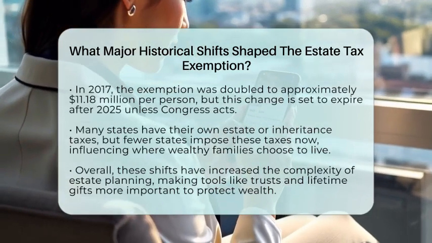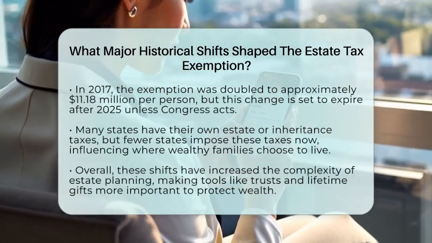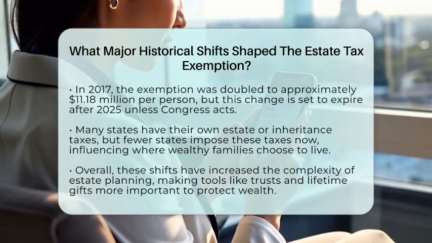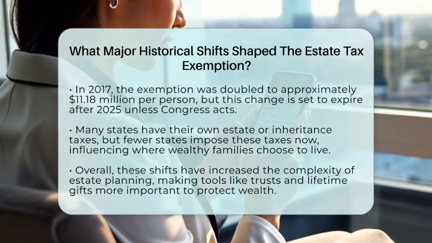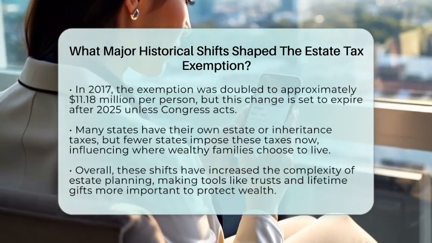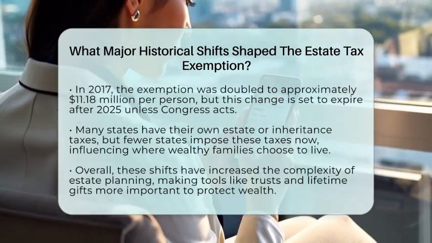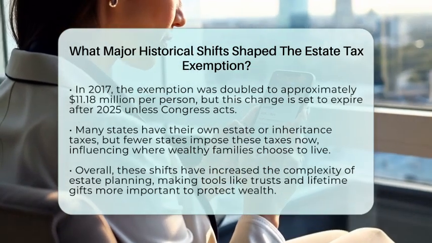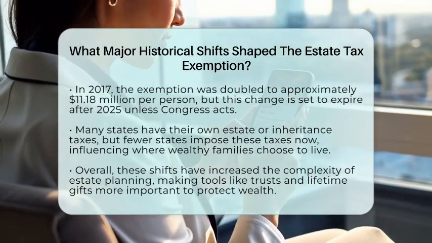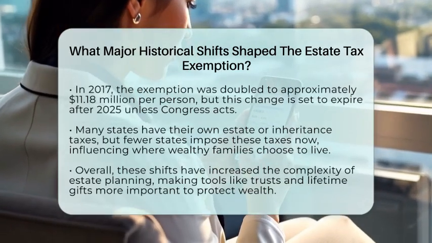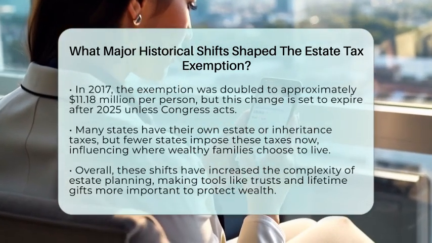States also played a role. Many states had their own estate or inheritance taxes, but since the 1920s, fewer states do. This has led some wealthy people to move to states with better laws, influencing estate planning strategies. All these shifts have made estate tax planning more complex. Knowing how the exemption has changed over time helps families and estate planners make smarter decisions. Tools like trusts, lifetime gifts, and marital deductions have evolved to help protect wealth, but staying updated is key to making the most of these options.